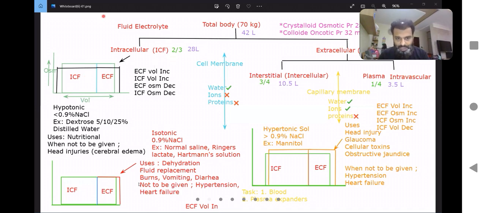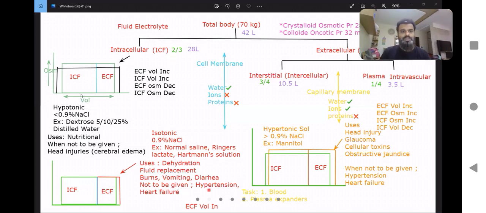Now look, this was the isotonic case which we have studied, the one in red. 0.9% normal saline, Ringer's, Hartmann's, used in dehydration, fluid displacement, burns, vomiting, diarrhea, not to be given in hypertension or heart failure. And the only thing which happened was an increase in extracellular fluid volume. Now we come to the next one.